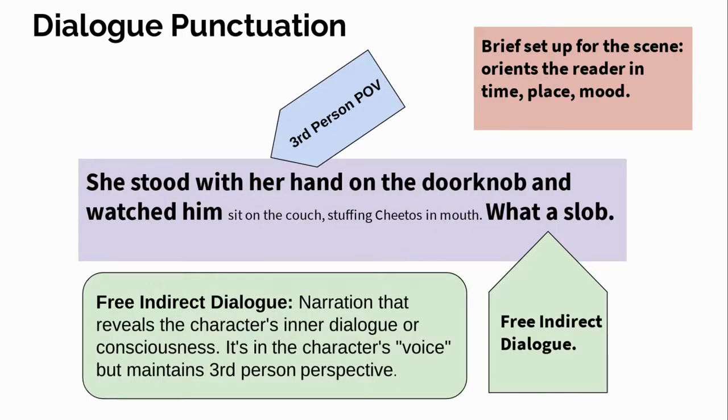Okay, so let's break down the punctuation of this dialogue exchange. Note that there is a brief setup for the scene that orients the reader in time, place, and mood. It's in the third person omniscient. She stood with her hand on the doorknob and watched him sit on the couch, stuffing Cheetos in his mouth. What a slob. This is free indirect narration that reveals the character's inner dialogue or consciousness.